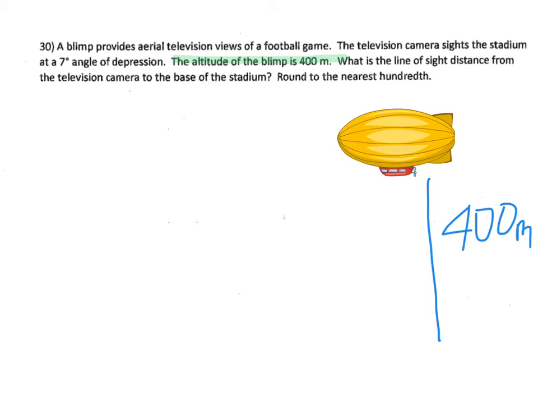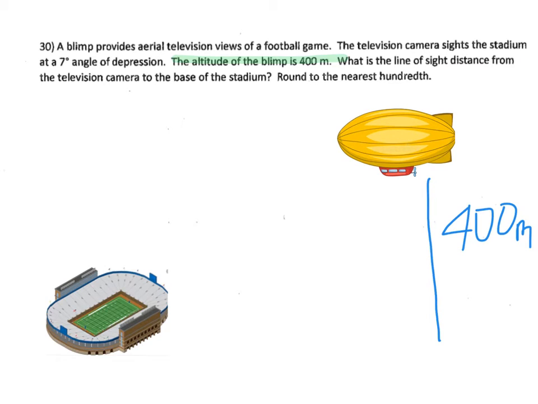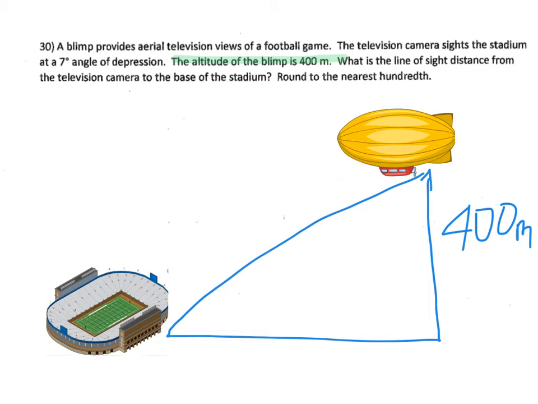All right, so we should probably indicate where the base of the stadium is. And we can continue to fill in our triangle. There's the base of the stadium. We have the blimp up here for an altitude of 400 meters. And the information said it has a 7-degree angle of depression. So we know that we would have a 7-degree angle here, but also we would have a 7-degree angle here.